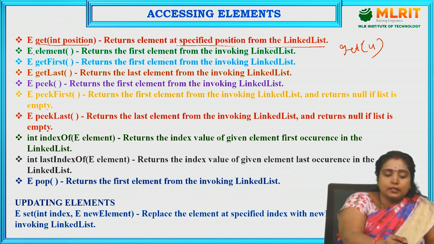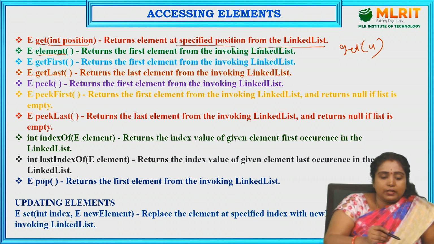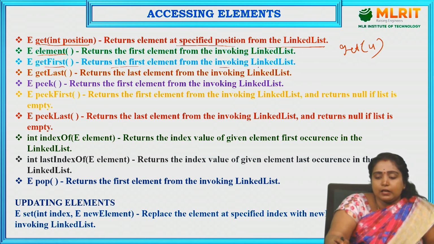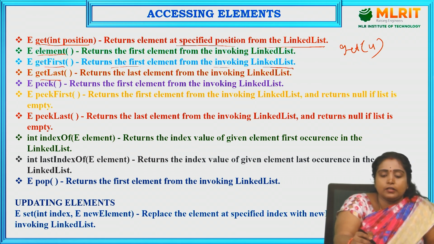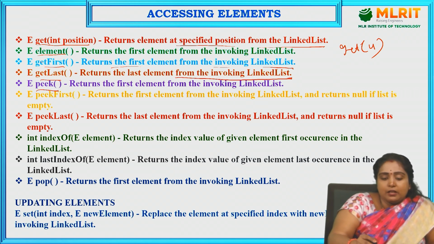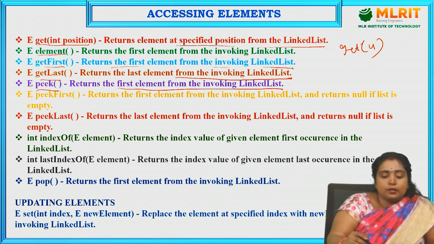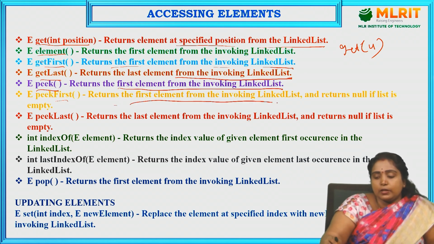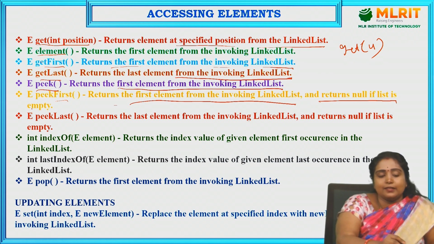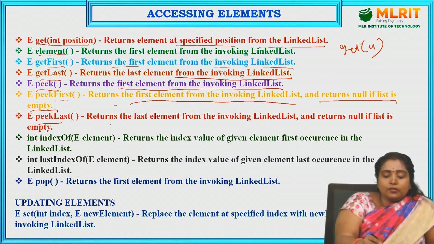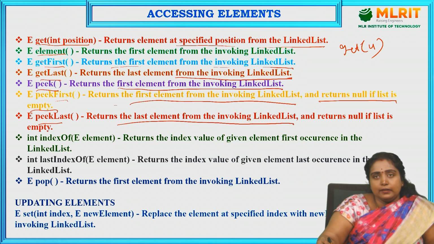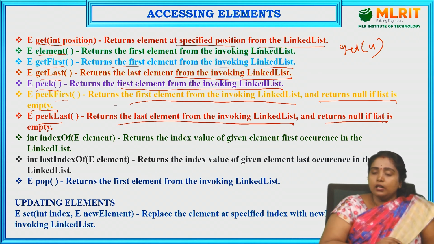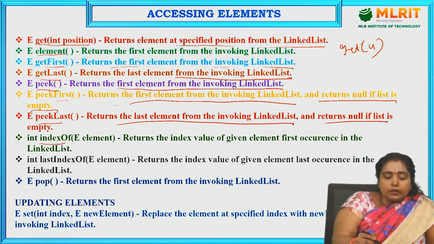And next, element returns the first element. getFirst returns the first element from the invoking linked list, and getLast returns the last element from the linked list. And peek returns the first element from the invoking linked list. peekFirst returns the first element from the invoking linked list, and it will return null if the list is empty. Okay, peekLast will return the last element from the linked list. If the linked list is empty, it will return null. And indexOf: you give an element, and it will return the index value.